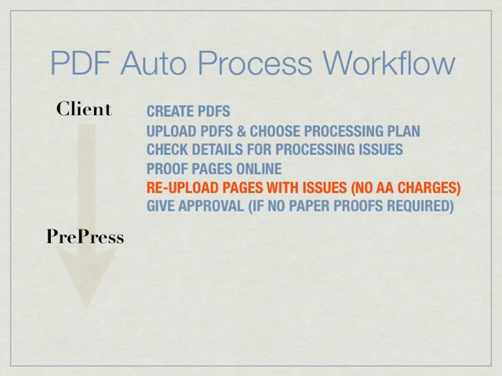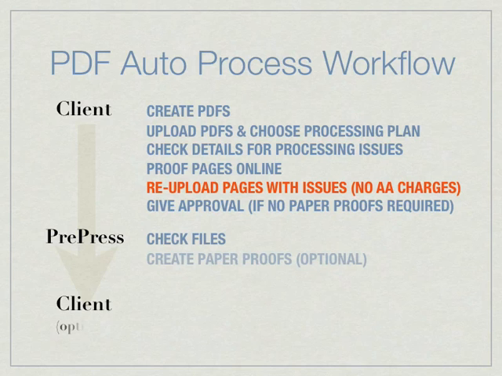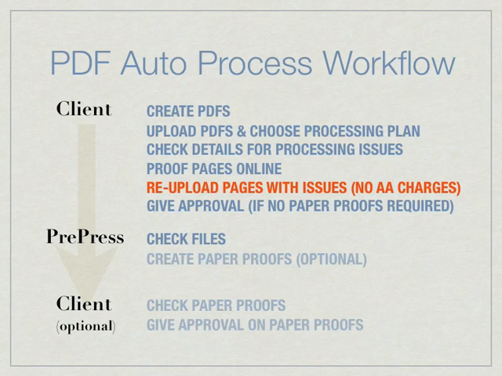And then finally, you can give approval right online as well. If no paper proofs are required, that's all we need. We get those files in, we get the notices that they've been uploaded, and we check the files to make sure that they're okay. And if you do want to have paper proofs, then we can create those. That's optional. And you can go ahead and check those and give approval on those paper proofs as well. But if you don't want to go to a paper proof workflow, you can do that right digitally from the file that you see online.